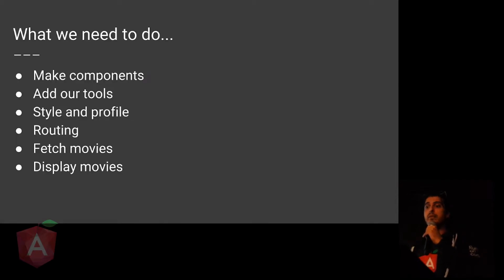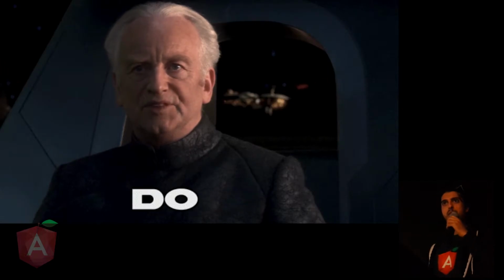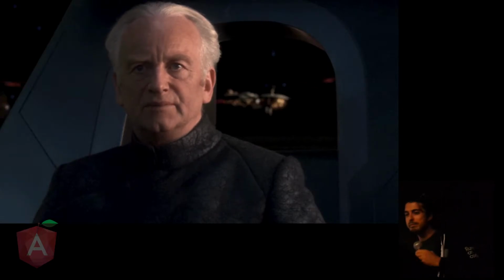So what do we need to do? We're going to have to make a few components. We're going to have to add some tools in order to make this app work and look pretty. Then we have to make it look pretty by styling and profiling our app. We're going to define some of our routing. We're going to fetch some movies from the MovieDB API, and then we're going to display these movies. So, as Emperor Palpatine said, let's do it.